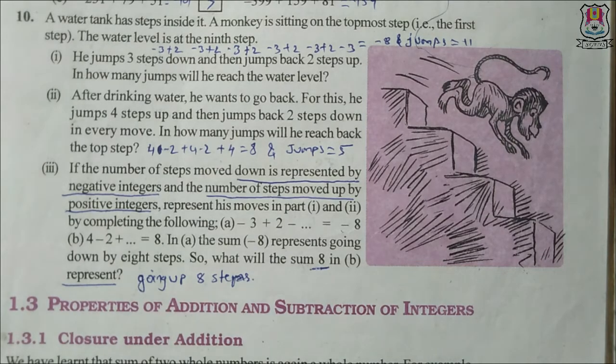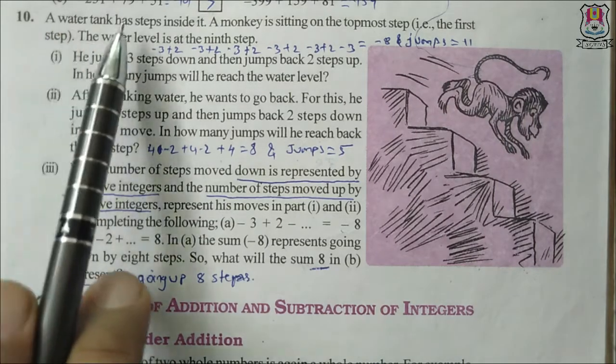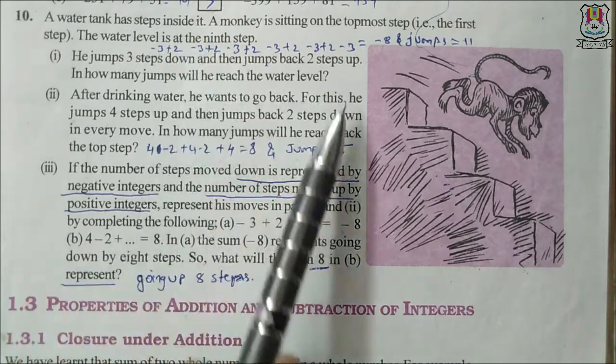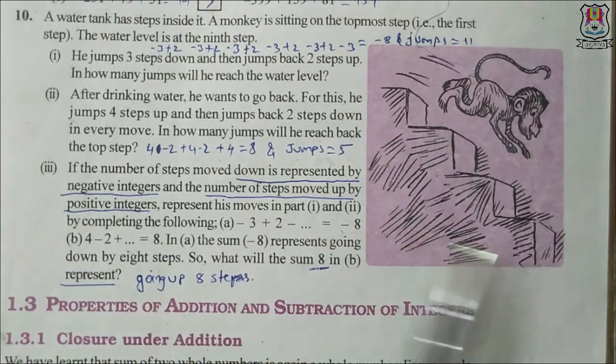Now the last question of this exercise, question number 10. There are 3 questions in this 10th number, and one photograph is also given over here in this question. Let's first read the question and try to understand the first one, then we will solve it. A water tank has step inside it. There is a water tank which has a step inside it.